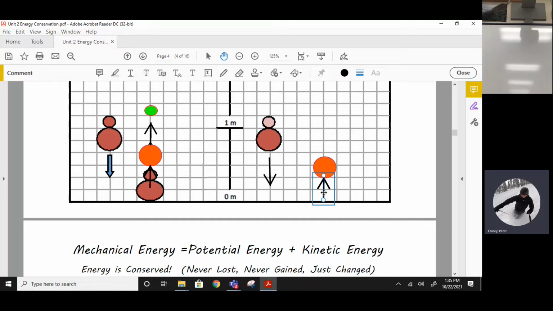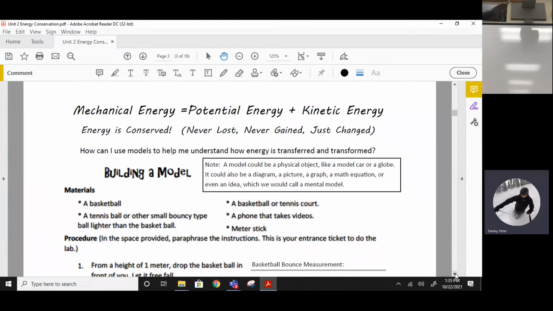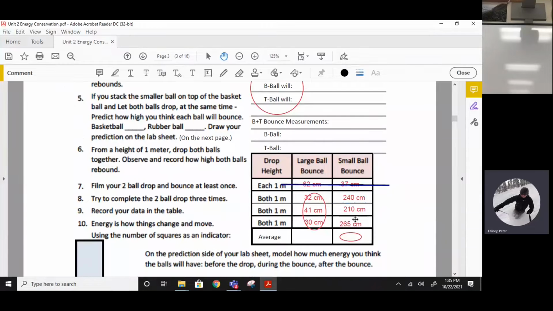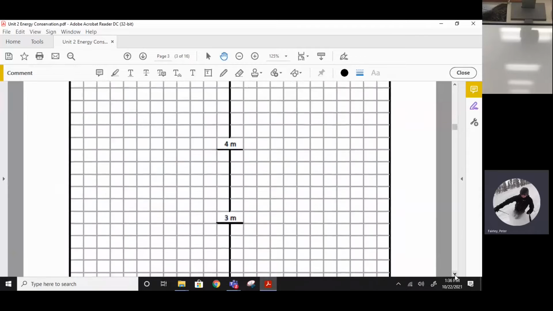Then I need another arrow to show what the tennis ball did. I'm going to take this arrow and I'm going to put it here. And I'm going to stretch that arrow upward. I don't remember how far. I better go check on the previous page. Where am I going to draw that tennis ball? Let me see. It is the average of these 3 numbers, somewhere between 210 and 265. That's where I need to show my tennis ball.